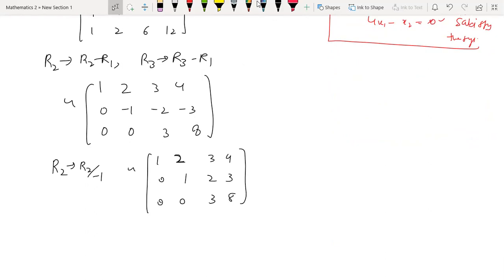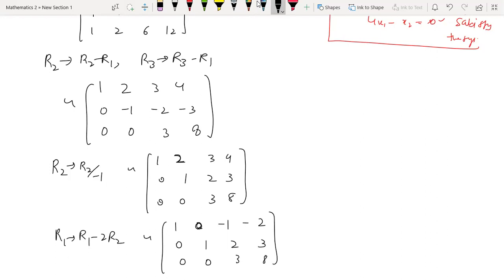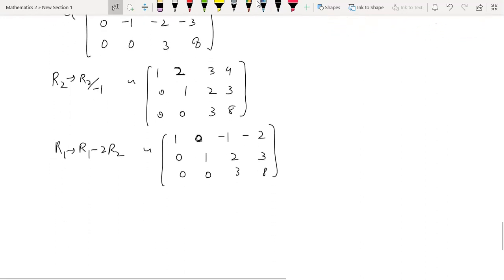Now I want to make this 2 into 0. So R1 changes to R1 minus 2 R2. So this will be 1, 0, then 3 minus 4 is minus 1, and 4 minus 6 is minus 2. Then 0, 1, 2, 3, and this is 0, 0, 3, 8. Now I should move to the third row.